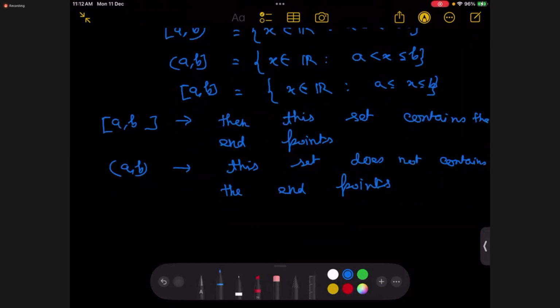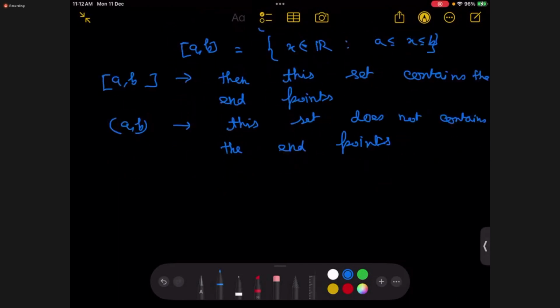So let us define this set. Take an example. You can say this is an example.